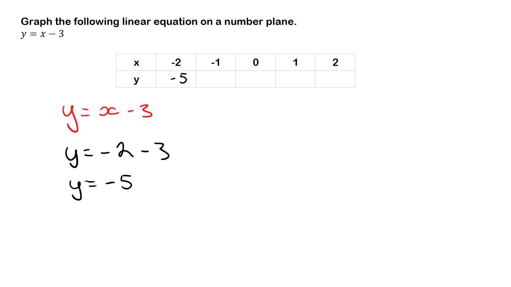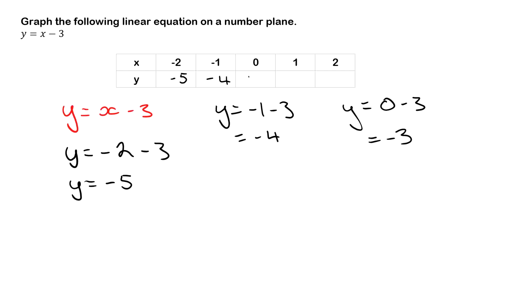We continue this until our table's full. For example, in the next one, we would have y equals -1 take away 3 is -4. Over here, y equals 0 take away 3 is -3. At this point, you can start to see a pattern forming, so I can write the rest of the table out. Once you have that, we can draw out coordinates on our number plane and plot a line.